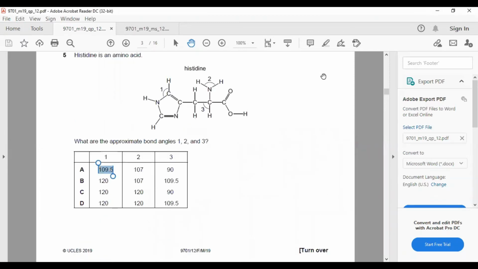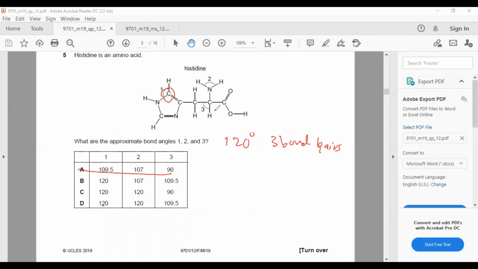Number 5 is also related to the shape of the molecule. Keep in mind, 1 bond pair, 2 bond pairs, 3 bond pairs. 3 bond pairs means 120 degrees. For a double bond also we consider 1. So 120, A is wrong.